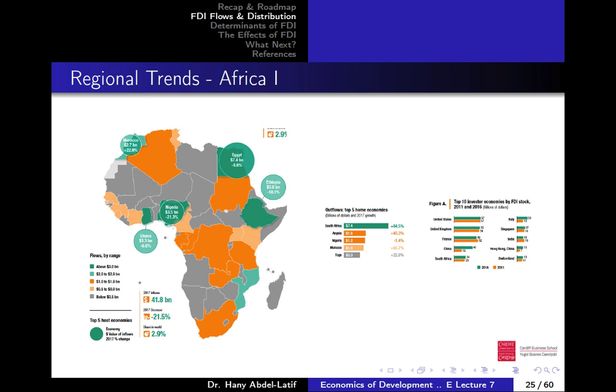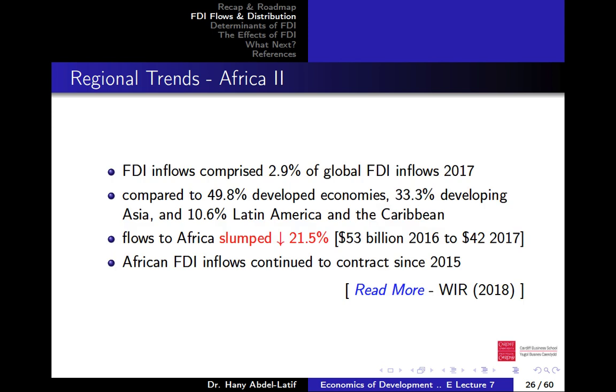We try to give some reasons why we see this trend, but it's difficult. I think the most important reason has to do with conflicts and geopolitical risk, and this is something we'll talk about at the end when we talk about empirical evidence. I've done some research on this, and I'm going to show you what we found at the end of this lecture.